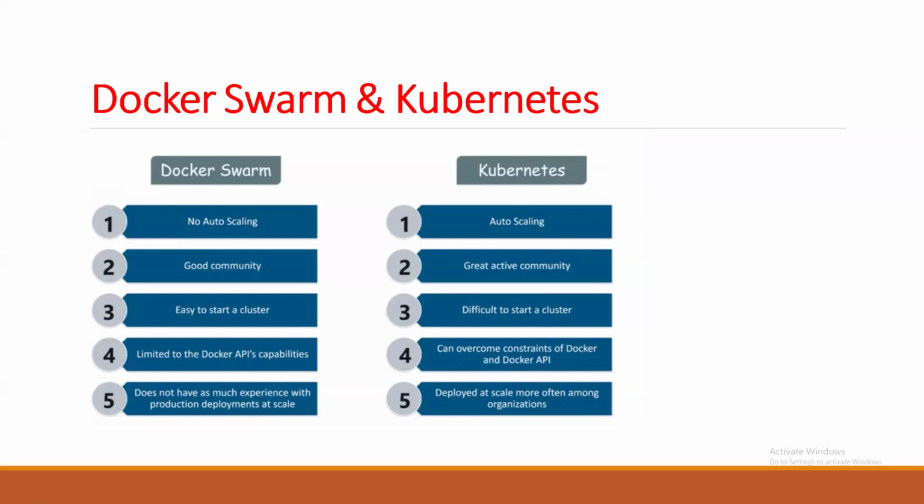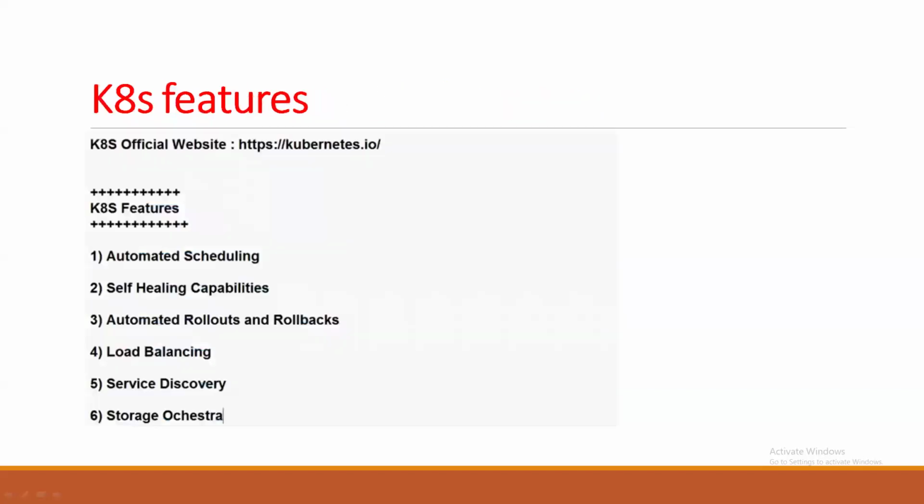Docker Swarm has no auto scaling, a good community, is easy to start the cluster, is limited to the Docker API's capabilities, and does not have much experience with production deployments at scale. Kubernetes has auto scaling capability and a great active community, but it is difficult to start the cluster. It can overcome the constraints of Docker and the Docker API, and is deployed at scale more often among organizations. The Kubernetes official website is kubernetes.io.